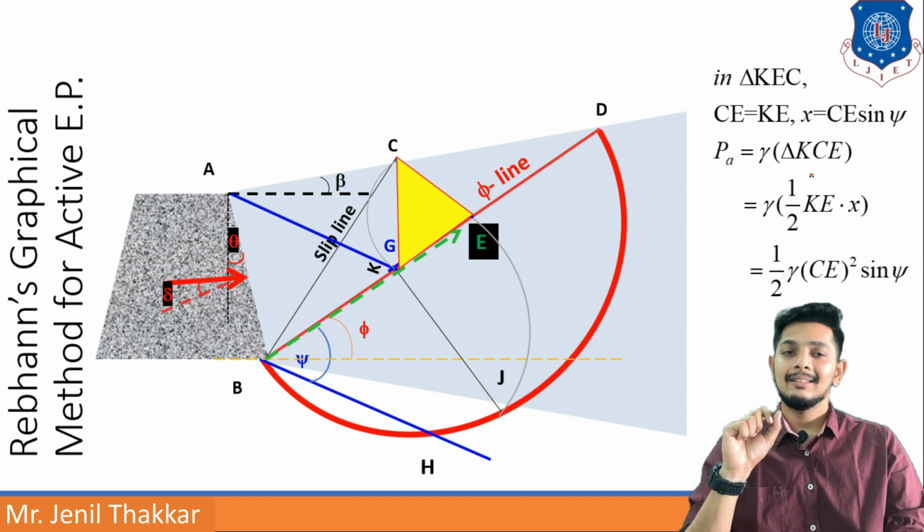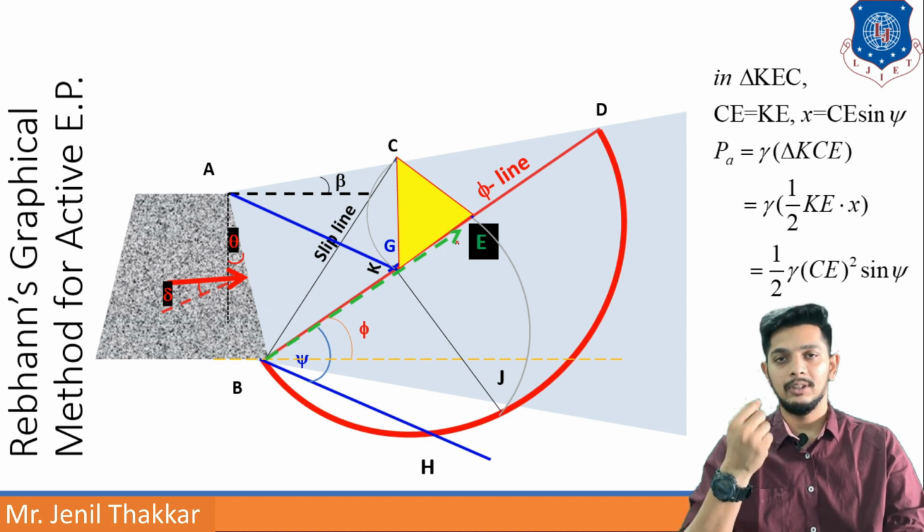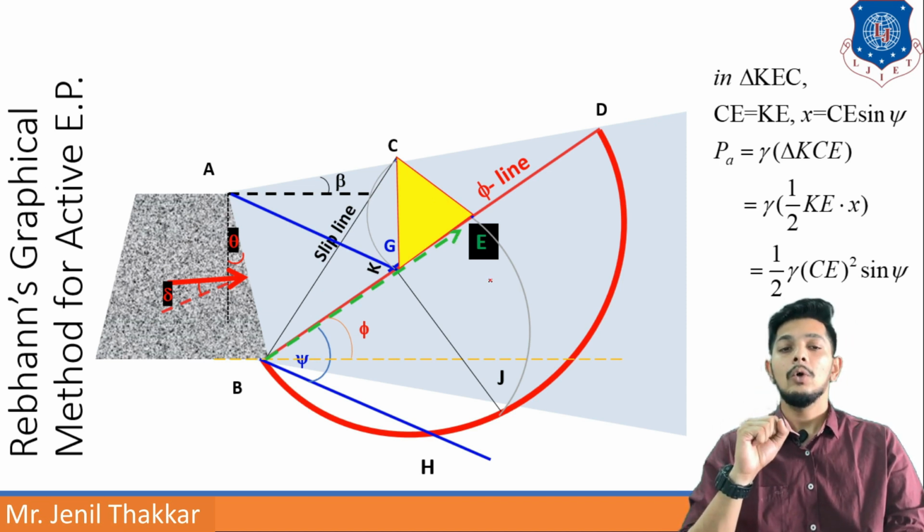Here the area of triangle KCE or KEC will be 1/2 KE, that is the base, into X. X was perpendicular to this triangle. So 1/2 gamma CE square into sin phi. So if we know the CE value from the graph or from the graphical presentation, and the phi value, we can get TA easily.